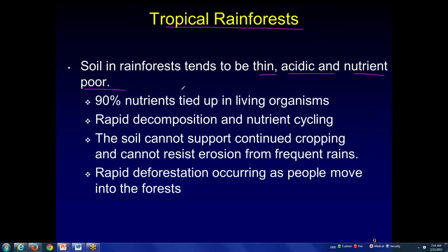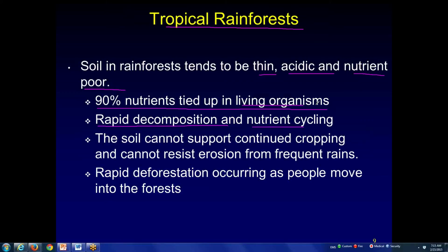Well, you have so much rain. The rain washes out a lot of the nutrients, just washes them away. Also, there is very rapid decomposition and nutrient cycling. Because it's so warm and wet, bacteria and fungi are able to break things down at an incredible pace. And so the nutrients, like nitrogen and carbon and all the various elements, the carbon cycle that we studied, phosphorus, are broken down very quickly and recycled continually. 90% of nutrients are actually tied up in the bodies of living organisms.